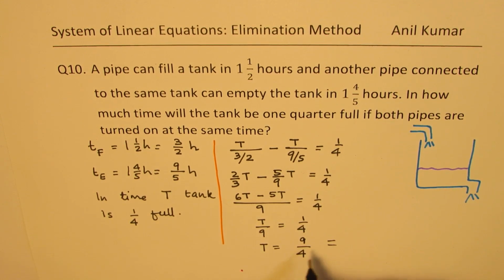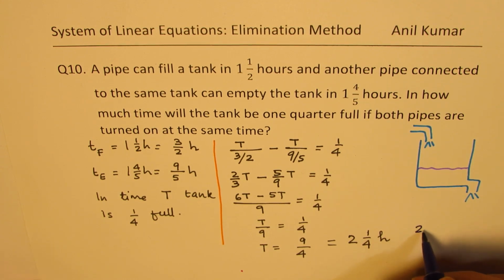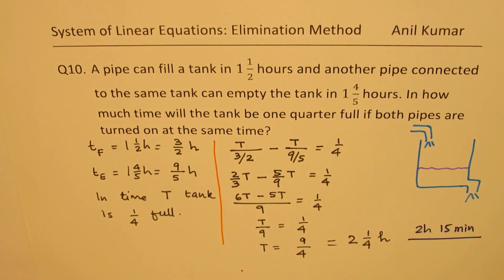So now you can divide this 9 by 4. So 2 hours full and 1/4, right? So that many hours. It will be quarter full. Is that clear to you? So that is how you are going to answer this particular question. So in hours, 2¼ hours, or you could say a quarter of an hour is 15 minutes, so 2 hours and 15 minutes. So that much time it will take to be quarter full.